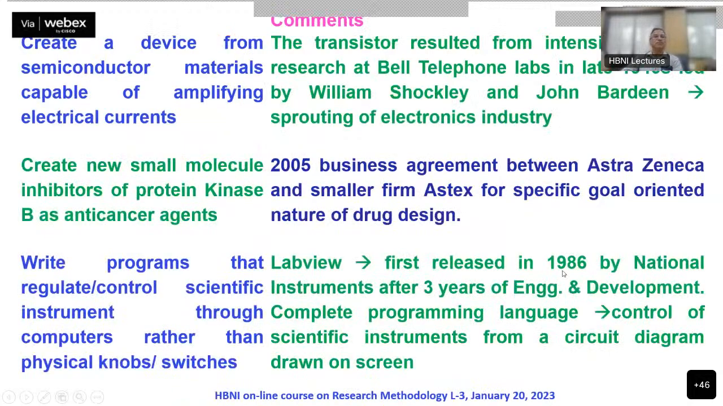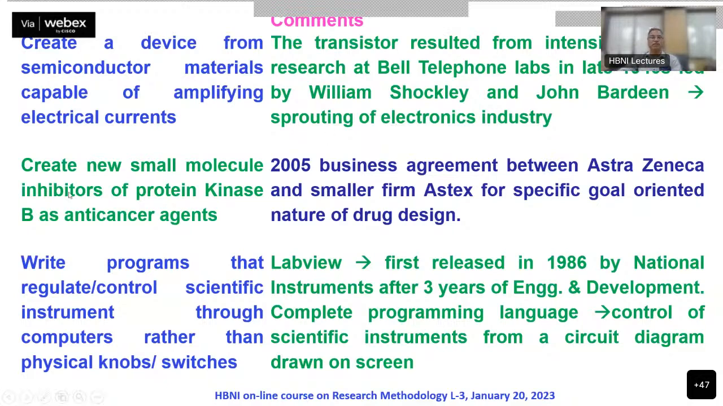For example, create a device from semiconductor materials capable of amplifying electrical currents. This was about the 1940s, and that is how the transistor was developed. The transistor came from intense three years of research at Bell Laboratories in the USA in the late 1940s, led by William Shockley and John Bardeen. After that there was a revolution in the electronics industry, from valves to transistors, a big change in the industry.